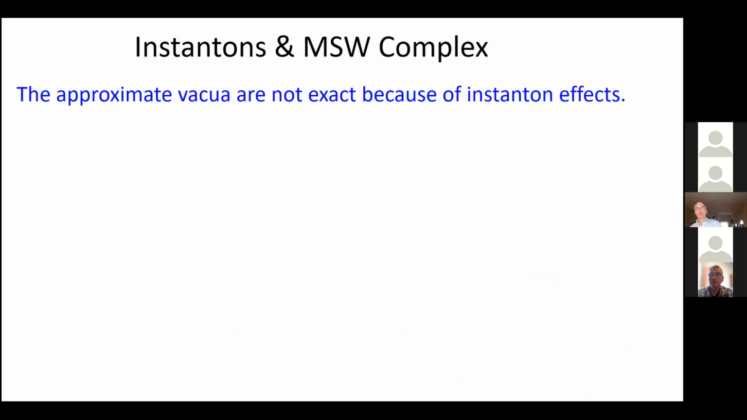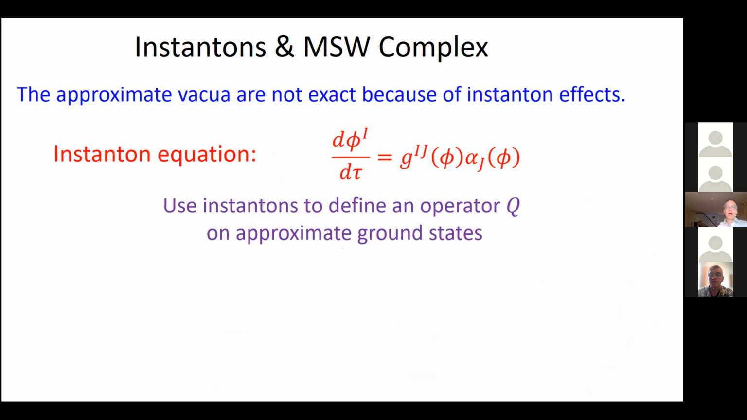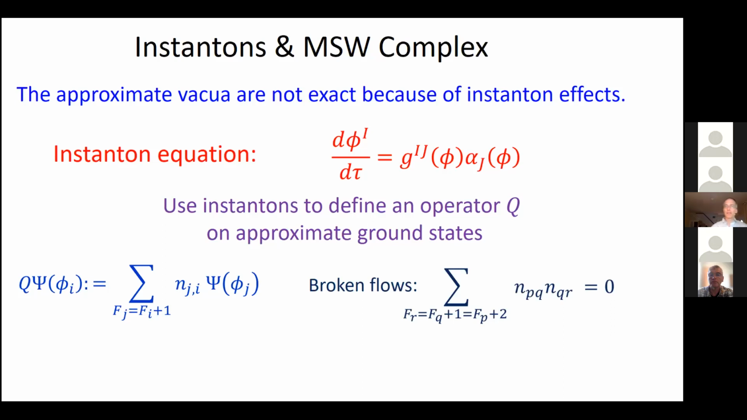Now, the approximate vacua are not exact vacua in the exact quantum theory, because of instanton effects. And the instantons are described by solutions of this flow equation. And we use these instantons to define an operator, Q, on the approximate ground states. So if we have an approximate ground state associated with fermion number F_I, then by definition, Q on psi_I is the sum over all approximate ground states with one higher fermion number, weighted by the number of instantons from I to J. And now you can prove this quadratic identity on these integers by studying the moduli space of flows that increase fermion number by 2, and looking at the boundaries of that, and you can prove this identity, the broken flow identity.